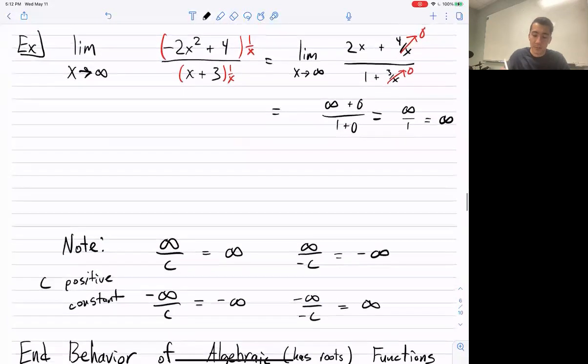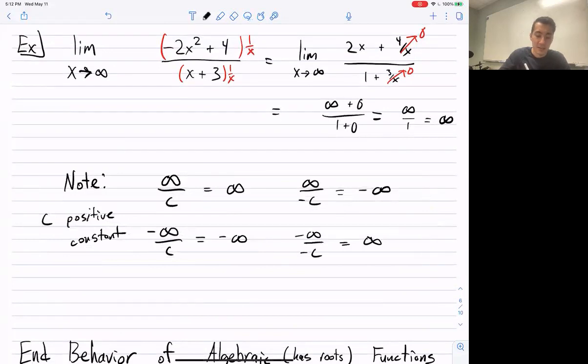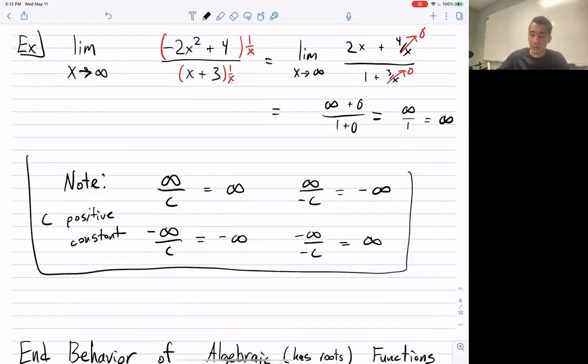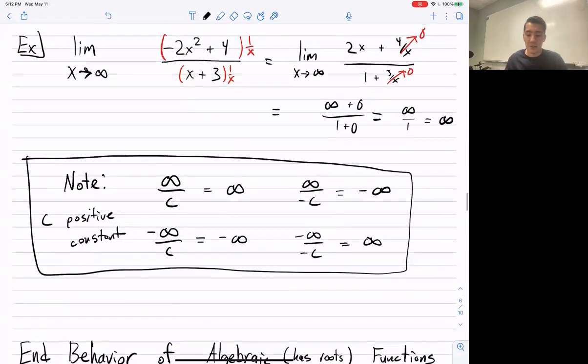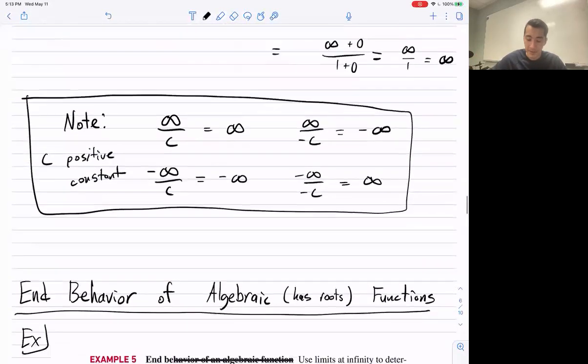And so in general, maybe I'll frame this a little bit higher. This is the key algebra for when you have infinity over a constant. If c is a positive constant and you divide infinity by a constant, it's the same thing as multiplying by a constant. And so you get infinities in those cases. It doesn't affect that it's infinity. All that matters is the sign.